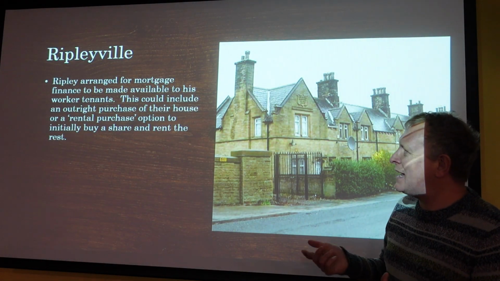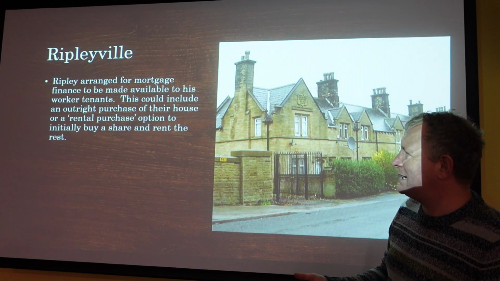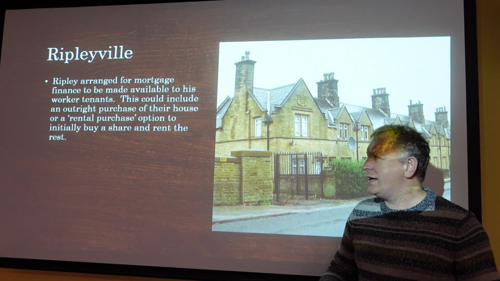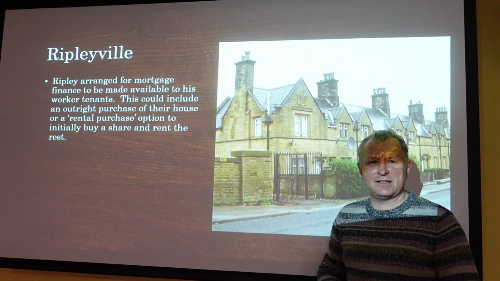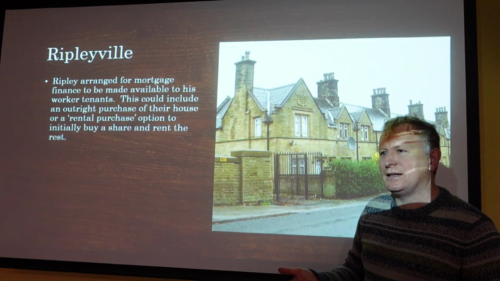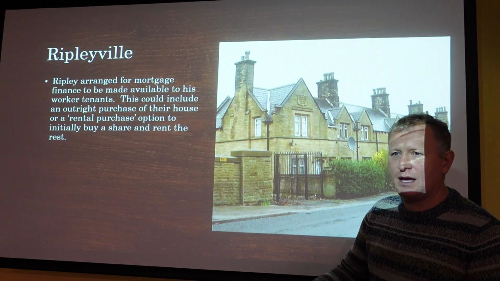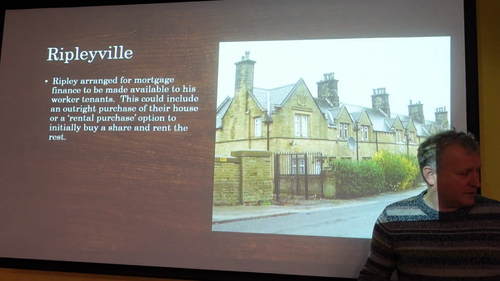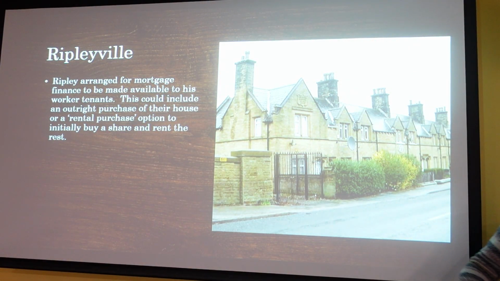So Ripley himself arranged for mortgage finance to be made available for his worker tenants. And there were two options. You could outright purchase the property, or you could purchase a share of the property and rent the rest. This is something that happens quite a lot today, this shared ownership idea, where say you buy half of a property and then you rent the other half. And it's usually from a registered social landlord. So it was quite radical, really. It was quite before his time.